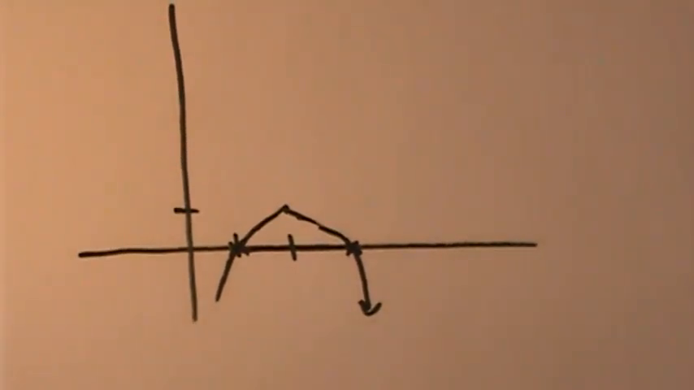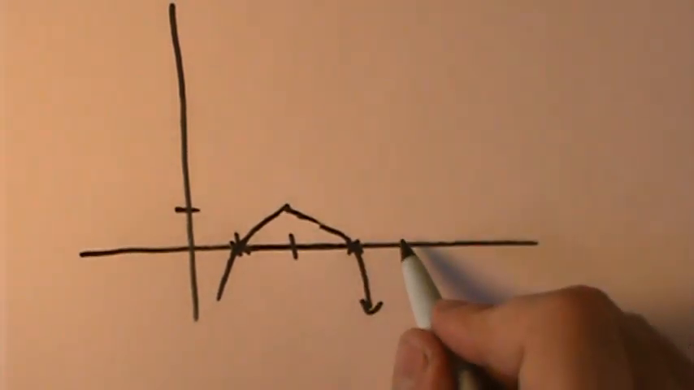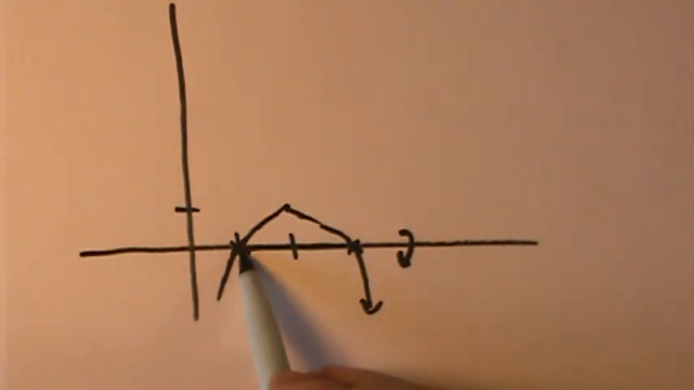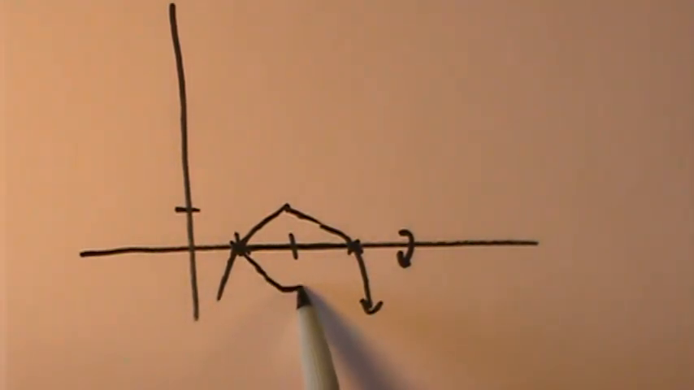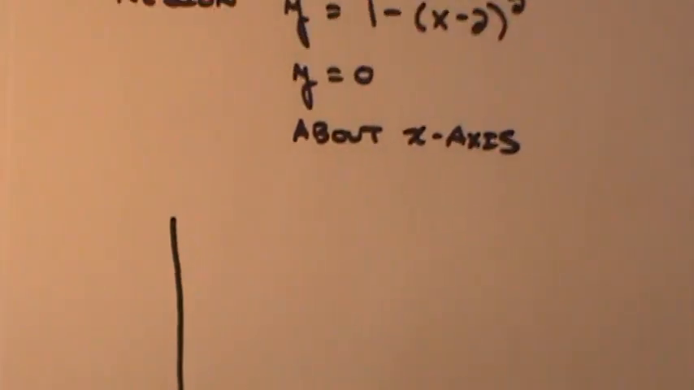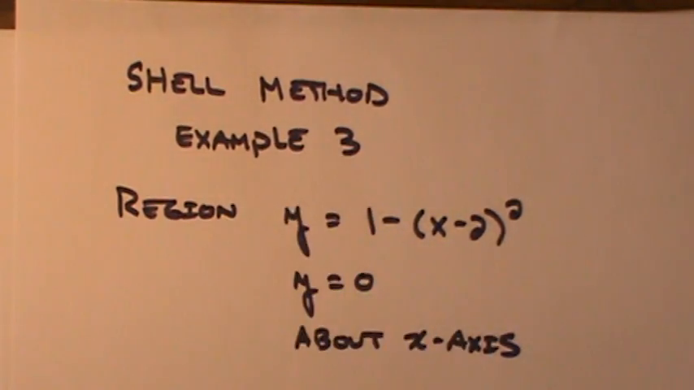Now, if I could use any method I could choose, I would use a disk method. Why? This is going about the x-axis. This is screaming at me disk method because the height never changes. It's a solid piece. So it's going to look something like that. That would be really simple. But this is a shell method. They're forcing me. They're saying, hey, no, dude. We want this to be a shell method.